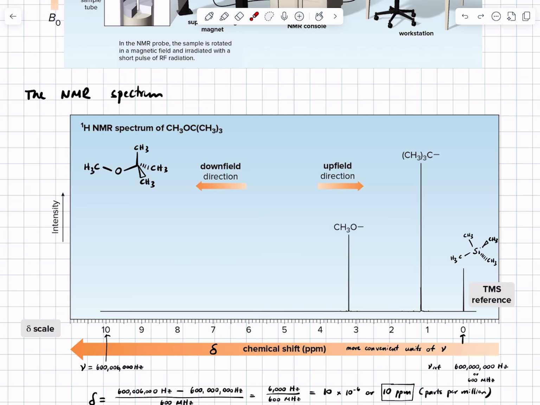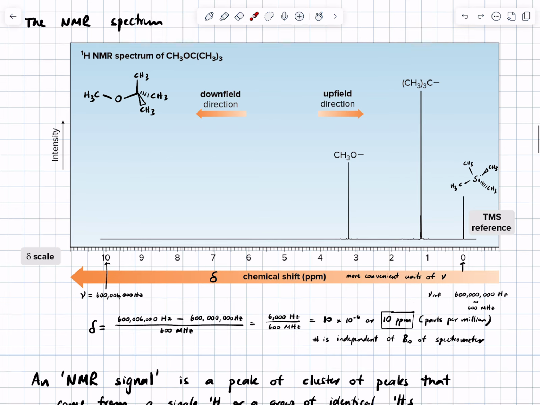The y-axis for an NMR spectrum is, we call it intensity, and its units are not important. And we'll have more to say about intensity later. On the x-axis is frequency, but again, people were uncomfortable writing 600 megahertz along this axis, so they found a way to get it to numbers from 0 to 10. And here's the idea.